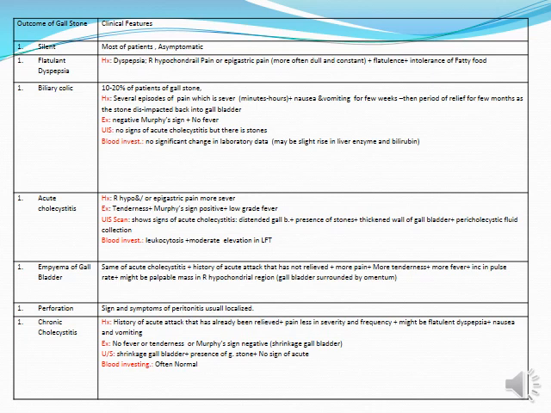And the other presentation is chronic cholecystitis. Here there is a history of an acute attack that has already been relieved. When we ask the patient, he has had a previous attack or many previous attacks of acute cholecystitis. Pain here is less in severity and frequency, plus it might be associated with flatulent dyspepsia, plus nausea and vomiting. On examination, in chronic cholecystitis there is no fever or tenderness, while in acute cholecystitis there is low-grade fever and tenderness. In chronic cholecystitis, Murphy sign is negative.